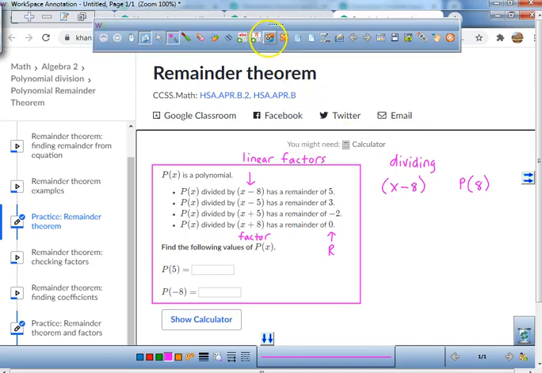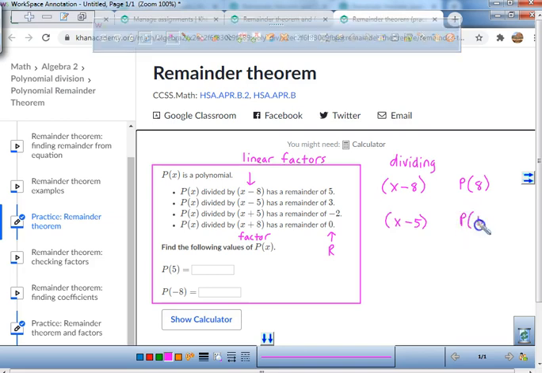Okay? All right. So if you're dividing by x minus 5, that means you're actually plugging into the equation a positive 5. If you're dividing by x plus 5, what are you actually plugging into the equation? The opposite, which is negative 5. And if you are dividing by x plus 8, that means you're plugging in a negative 8.